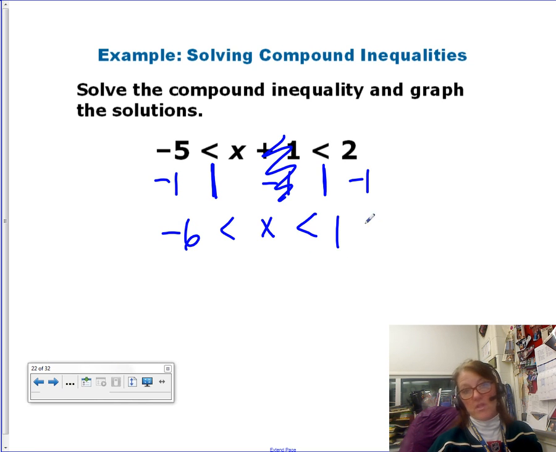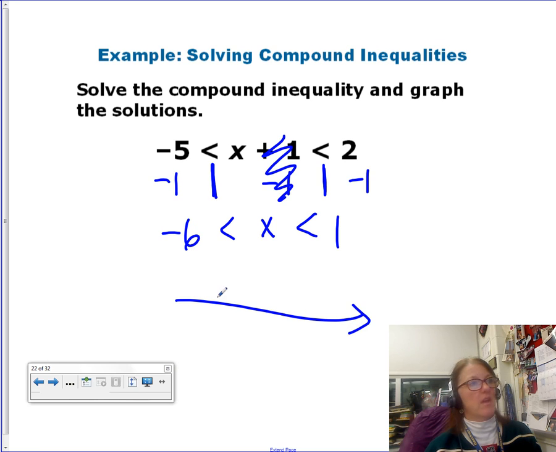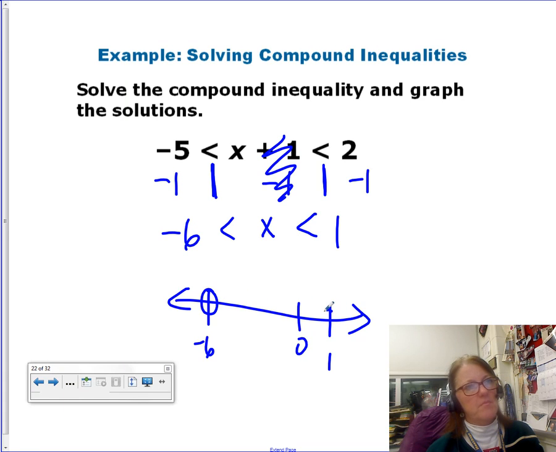So I'm left now with this. I can graph that, okay? -6 would be down here. 0 would be here somewhere. Here's 1. Both of these less than symbols imply an open circle. Now, x has to be bigger than -6, but at the same time smaller than 1. So it's going to be all of the real numbers between -6 and 1. And there you go. That's what it looks like.